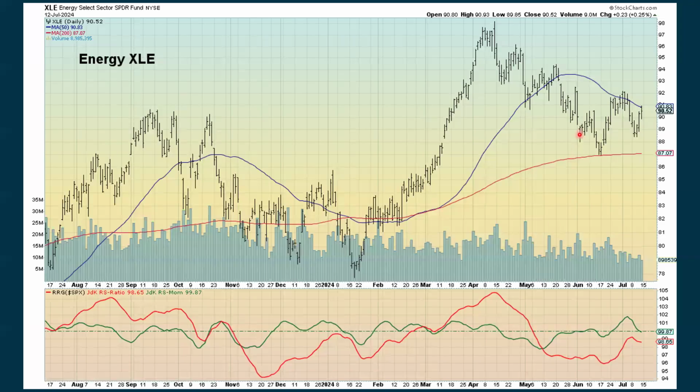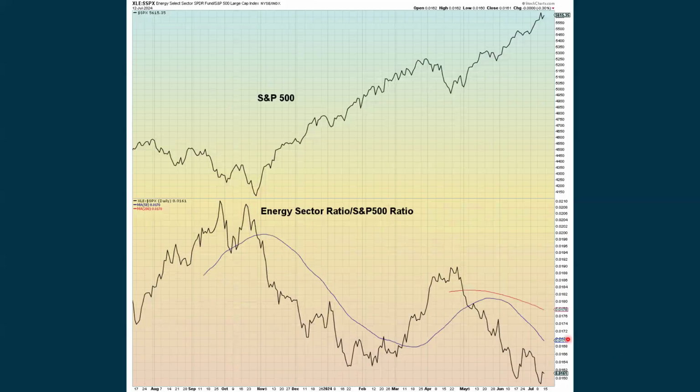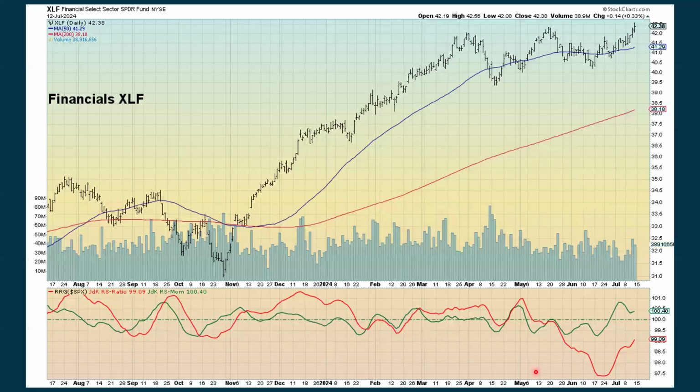Here's energy, which cannot get above its 50-day moving average when we look at the sector. It came down to the 200-day moving average and bounced up off of that, but we've not been able to get above the blue line, which is the 50-day moving average. Seeing a little bit of weakness with the green line, which is momentum, as well as relative strength to the S&P 500. And then it's underperforming when we do a ratio between the energy sector and the S&P.